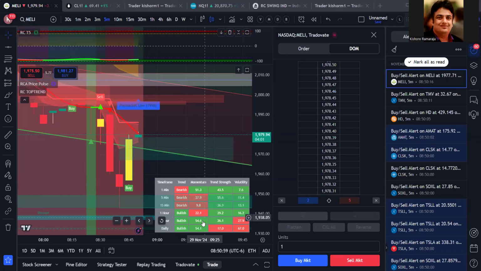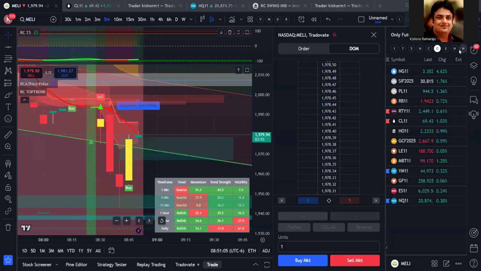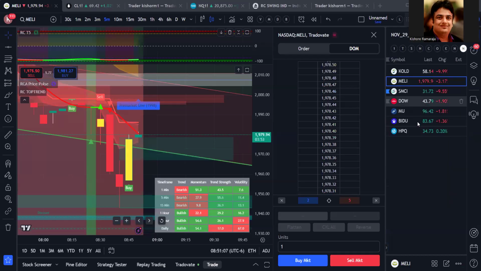Here you have bearish. It is a combination, so buy is not a good opportunity. And because you already created the watch list, you know that Meli is one of the bearish tickers. So better you only look for the sell opportunities here.